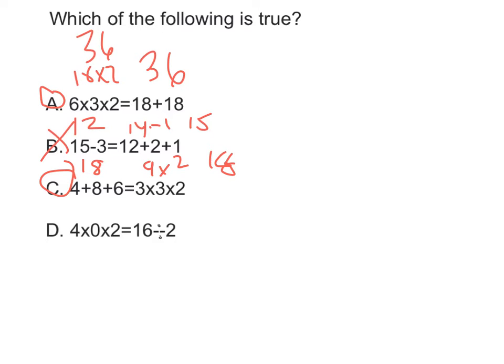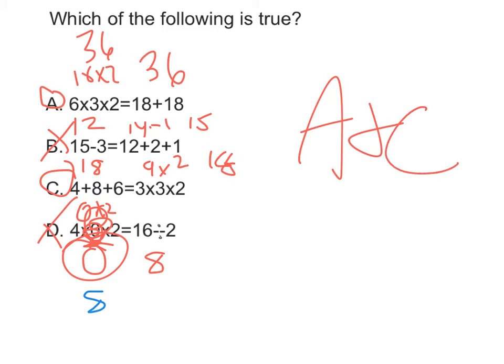4 times 0 is 0. 0 times 2 is still 0. A big mistake some students make, like we talked about in class, is sometimes they see that 0 and they just skip it. If they skip that 0, it would be 4 times 2, which would give you 8. And then 16 divided by 2 would give you 8. But we know this is incorrect because that 0 makes your final answer a 0. So we had 2 correct answers there, A and C.